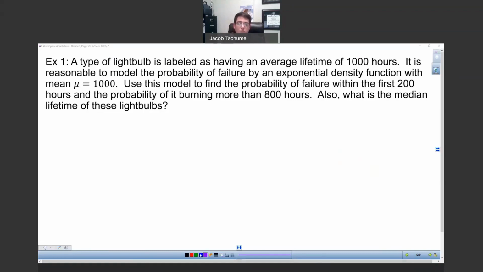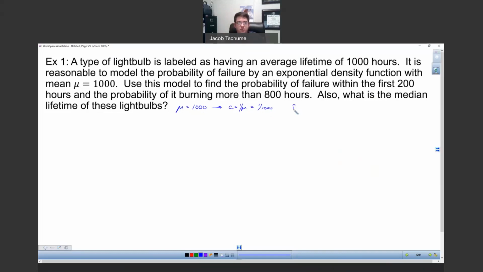All right, so essentially what this problem reads as, or what the manufacturer is claiming, is that their light bulbs last an average of 1,000 hours. We're going to figure out how accurate that actually is by using an exponential density function. So since mu was defined as 1,000, it is very easy to see that we could find c, which is equal to 1 over mu, to be 1 over 1,000.